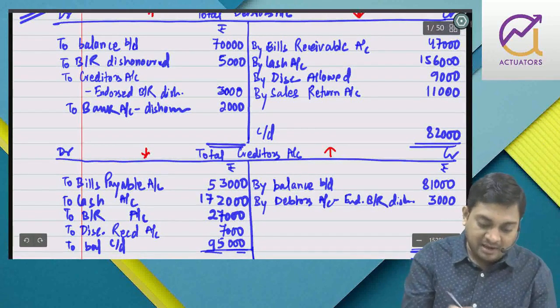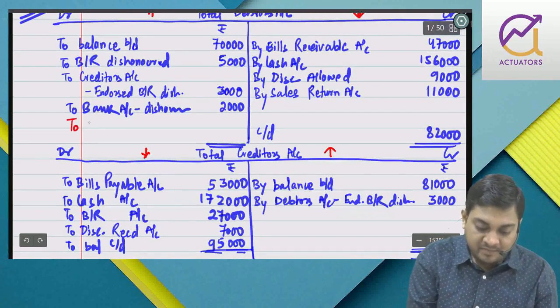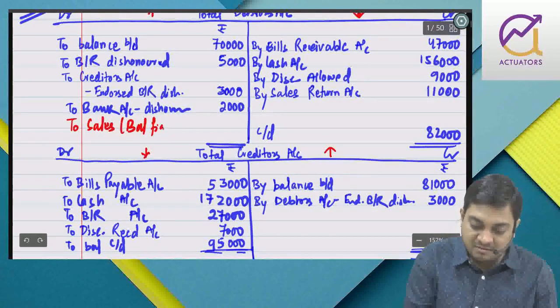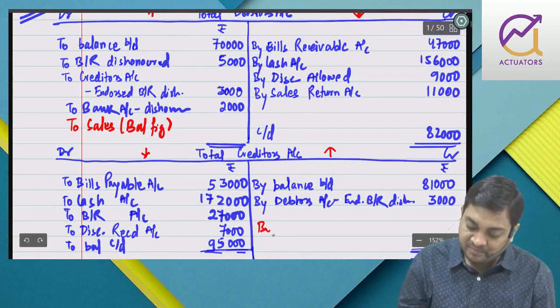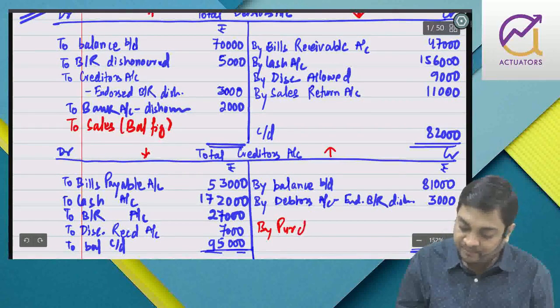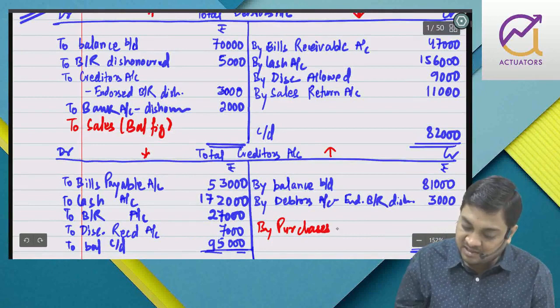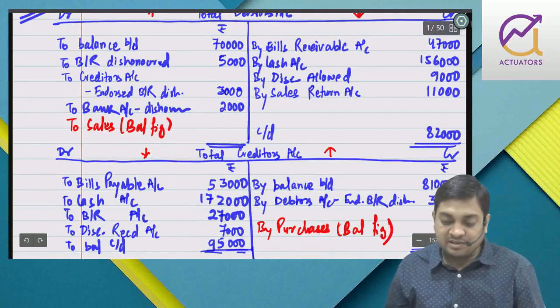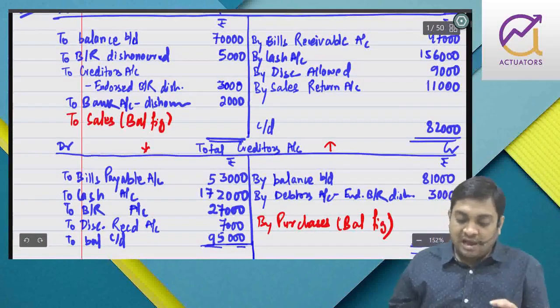So automatically I will get sales as a balancing figure and here I will get purchases as a balancing figure, and this is credit sale and credit purchase, remember? So now I'll calculate.